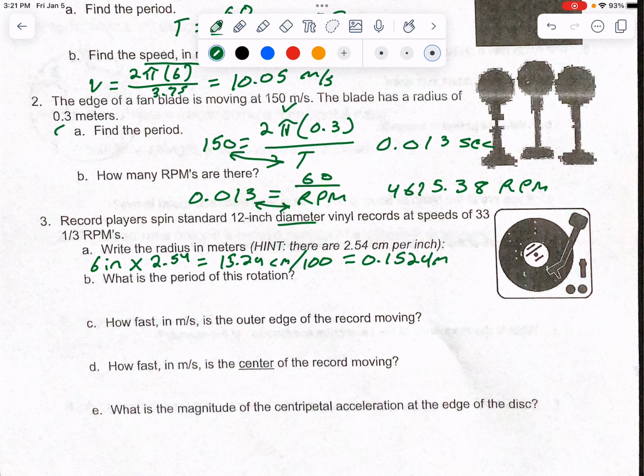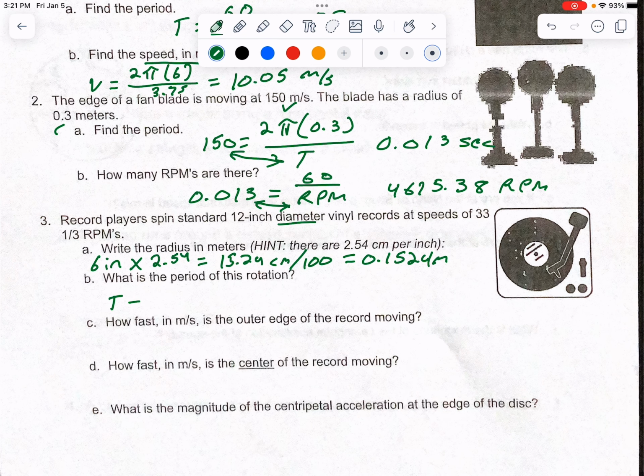B, what is the period of this rotation? So remember, we know T equals 60 over RPMs. So 60 over 33.3, and you get a time of 1.8 seconds.